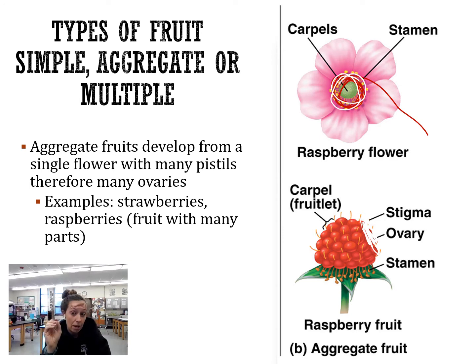Strawberries, think of a strawberry, how sometimes it doesn't become round all the way around. It's because it didn't all pollinate. So it's many pistils, many ovaries, and they all form one fruit.